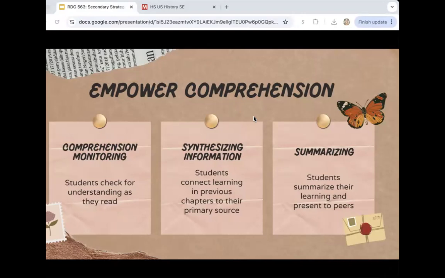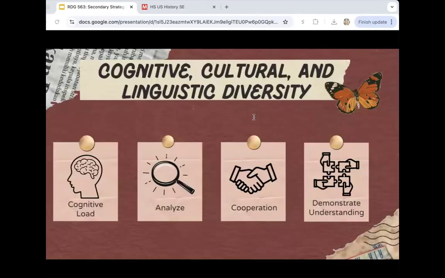Next is synthesizing information. So while students are reading, they can be connecting information that they've learned about civil rights in previous chapters or from their previous knowledge, and they can be connecting that to their primary source. Finally, summarizing. This is something you'll get to see kind of as a summative assessment in class as students share out what they learned and present that information to their peers so their peers can have that information as well.